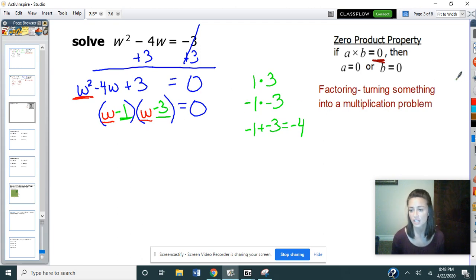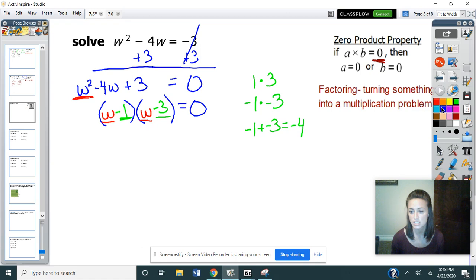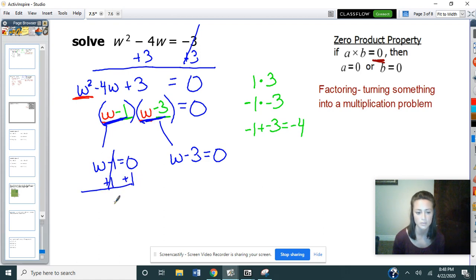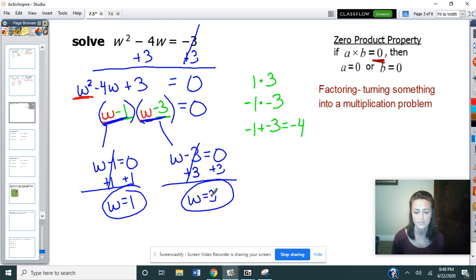So now that we've got w minus 1 times w minus 3, and this times this equals 0, we can use the zero product property and set the factors equal to 0. And then we're going to solve. So we're solving for w, so we're going to add 1. The minus 1 is in the way, so we do the opposite. We get w equals 1. And then here we're going to add 3, and we get w equals 3. So those are my two answers.